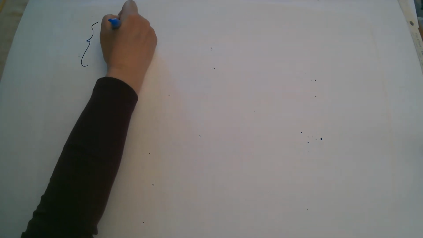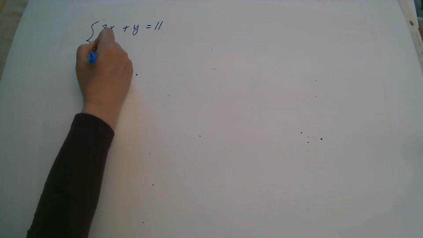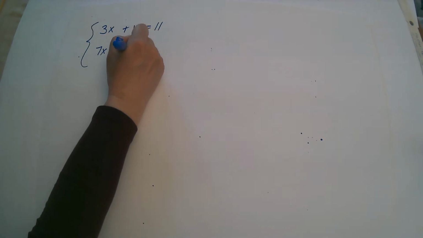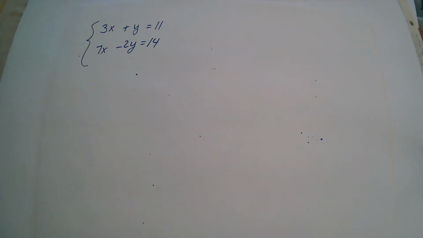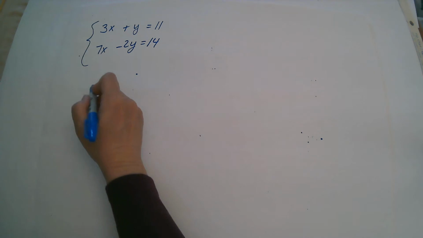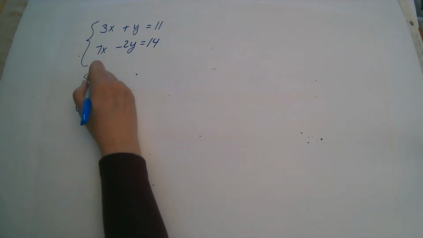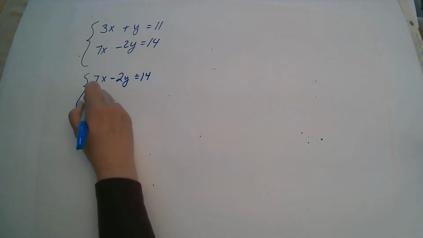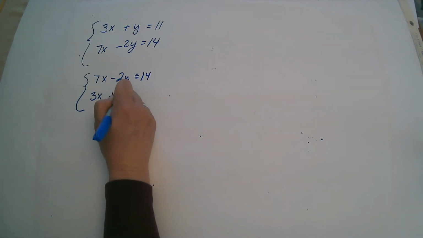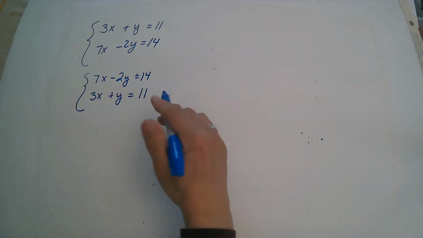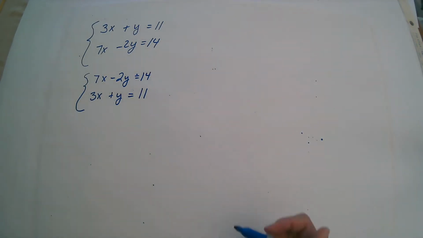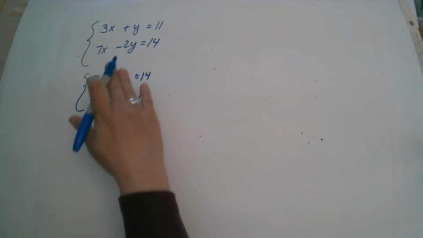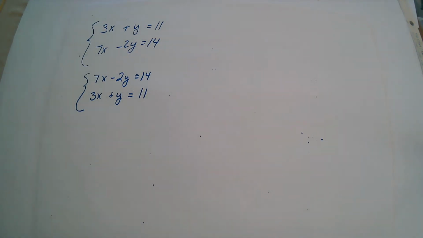If you had a system like this, for example, 3x plus y equals 11 and 7x minus 2y equals 14, we know that switching the order of those equations would not in any way change the solution. It doesn't change the place where those 2 lines would intersect. Similarly, changing the rows in a matrix wouldn't have any effect on the solution. So interchanging the rows we can do, and pretty easily.